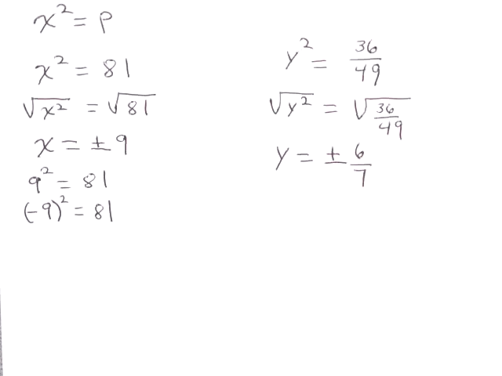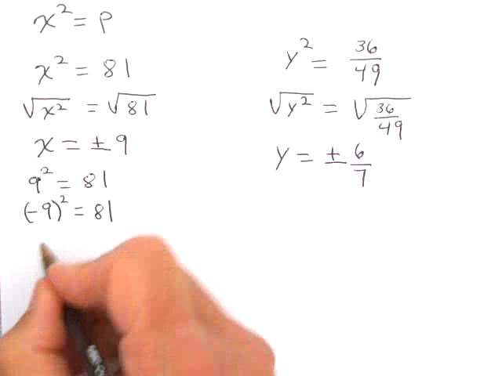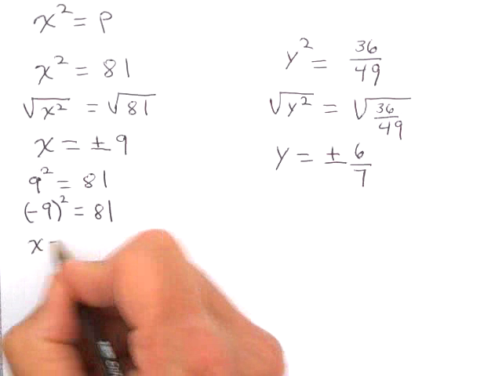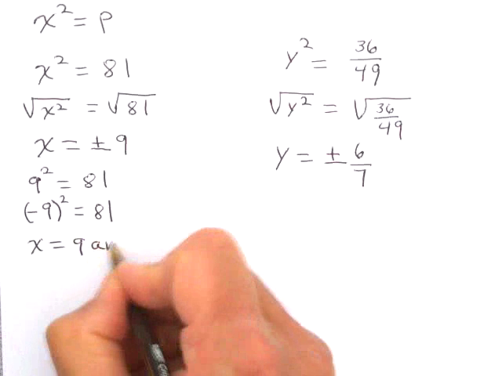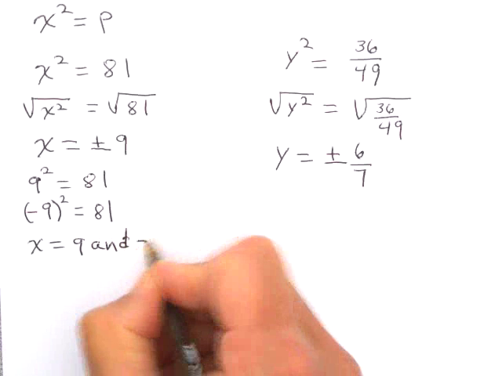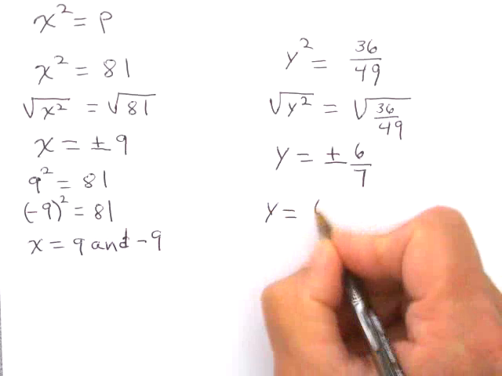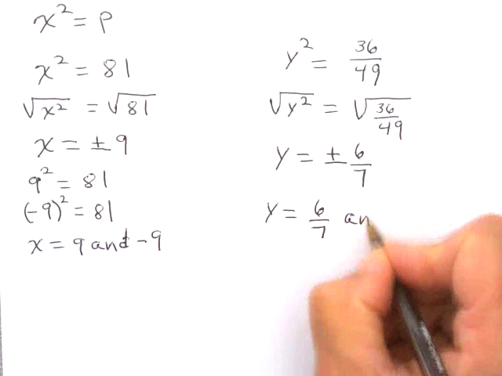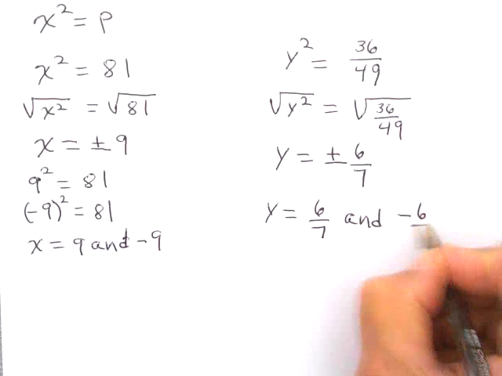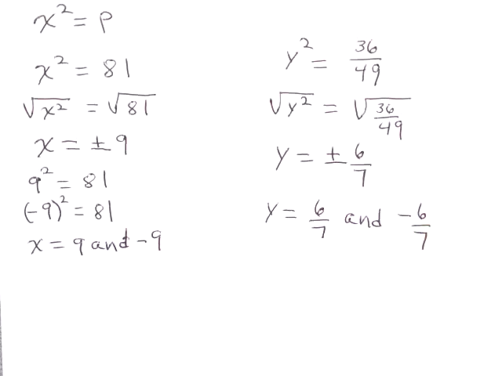And so for both of these, we would say that in this first case, x equals 9 and negative 9. And here we would say that y equals 6/7 and negative 6/7. And that is how you solve equations with square roots.